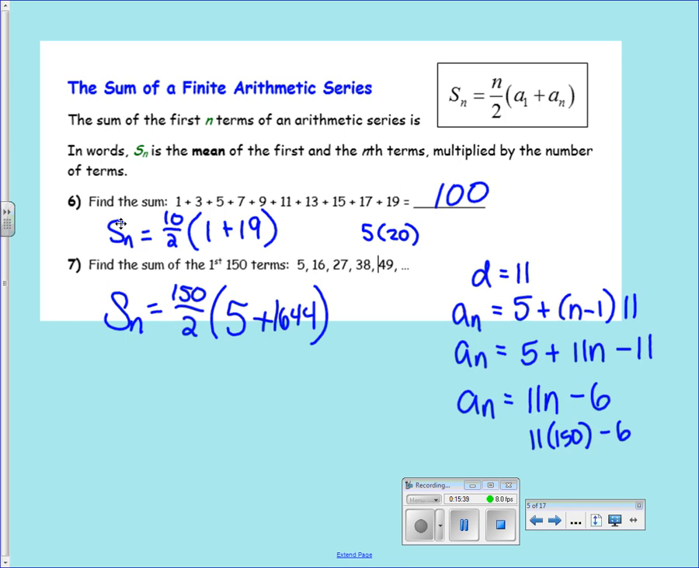And then now we can calculate. So I can do 1644 plus 5. You'll get 1649. And then what is 150 over 2? Yep, so now we got to multiply that number by 75. And then this will give me my sum. And so my sum is going to be 123,675. And so that's my answer.